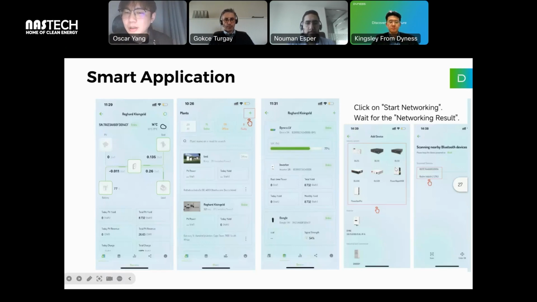This page is how you can add new products, for example the batteries and the inverters. Next year we will have our new inverters, so they will show here, and also the C&I all-in-one cabinets can be supported. And as I mentioned, this application can be connected with Wi-Fi, but you can also add your device by Bluetooth, just by scanning the nearby Bluetooth devices.